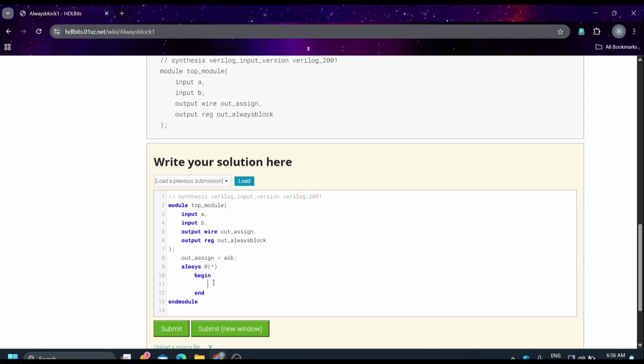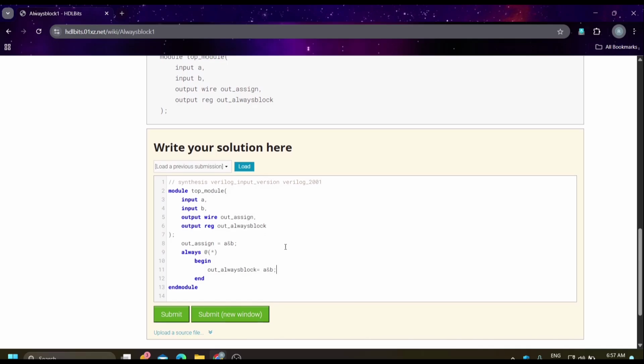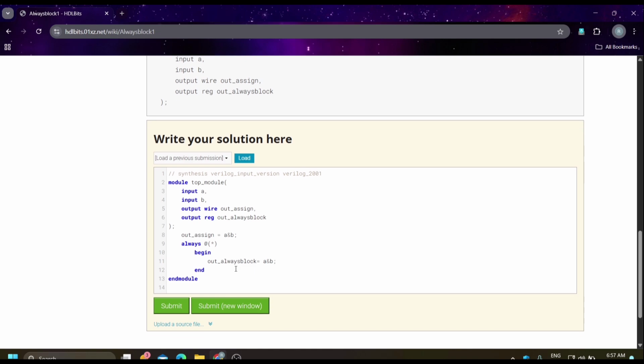So what is the output? This one is the output. So out always block equal to a and b. Okay, so in this way we can write this one. For any signal change, this asterisk sign means any signal change, this block will execute. In place of asterisk we can write a or b. So for any signal change in a or b, this block will execute. Like that also we can write. That is also true.